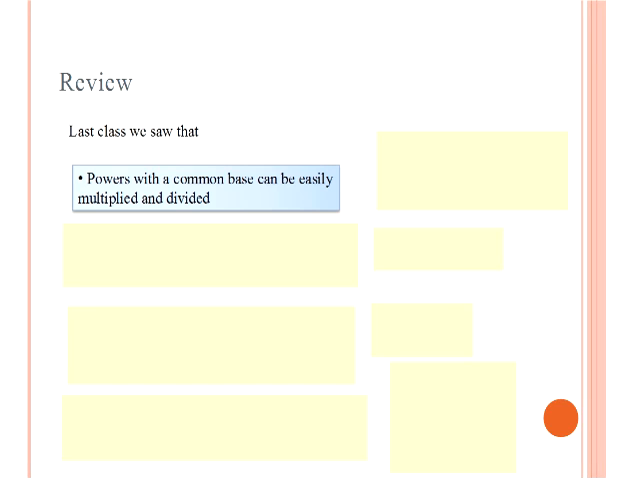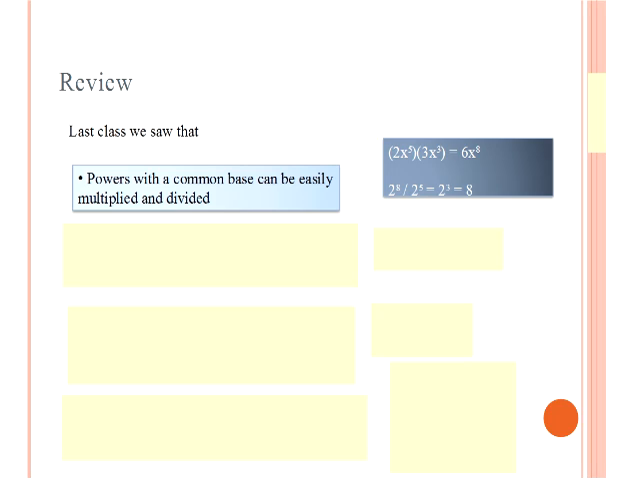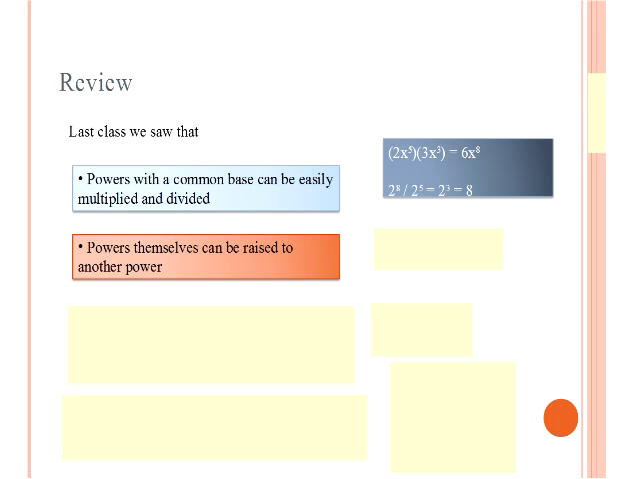We saw that powers with the same base can be easily multiplied and divided. We keep the base, we add the exponents when we're multiplying powers with the same base. And when we're dividing powers with the same base, we keep the base, subtract the exponents. We also saw that we can raise a power to an exponent. In that case, we keep the base and we multiply the exponents.